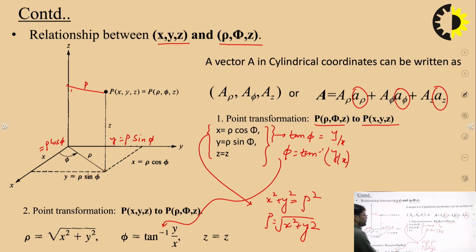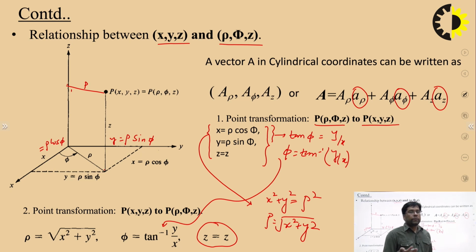And z is always equal to z, which is similar to the Cartesian coordinate system. So this is the point transformation of the cylindrical coordinate system into the Cartesian coordinate system, and we can also say that this is a relationship between the Cartesian coordinate system and the cylindrical coordinate system when we talk about the point variable.